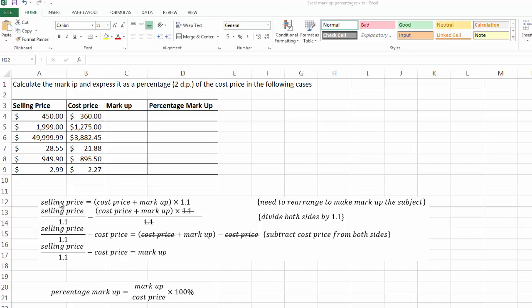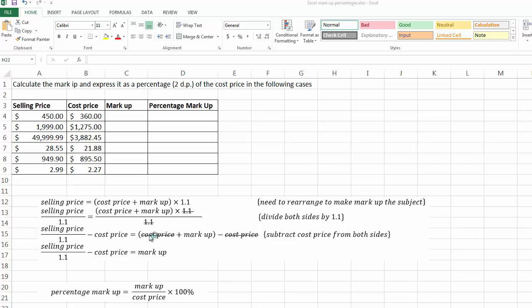So I've got the selling price is equal to the cost price plus the markup, and that is all multiplied by 1.1. It's multiplied by 1.1 because I need to add 10% for GST. So to get rid of that 1.1, I have to divide both sides by 1.1. I do that and it cancels on the right. And then on the left, if I'm dividing by 1.1, carry that down to the next line.